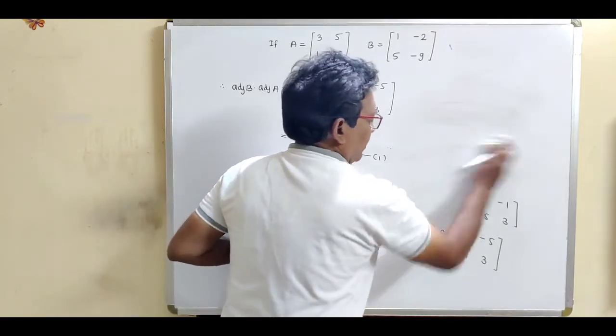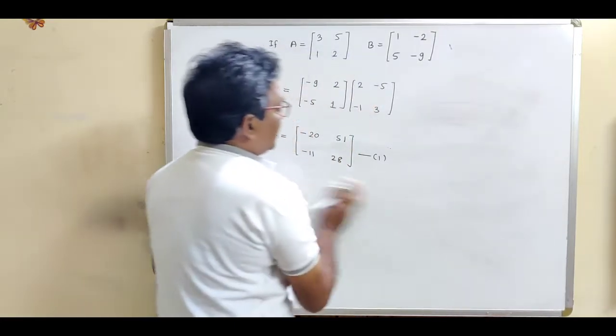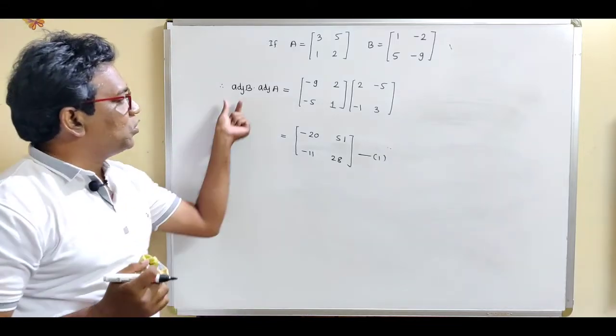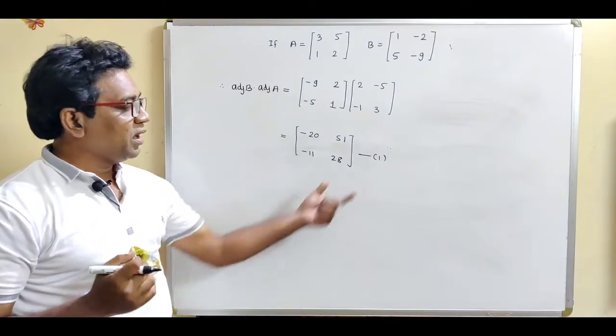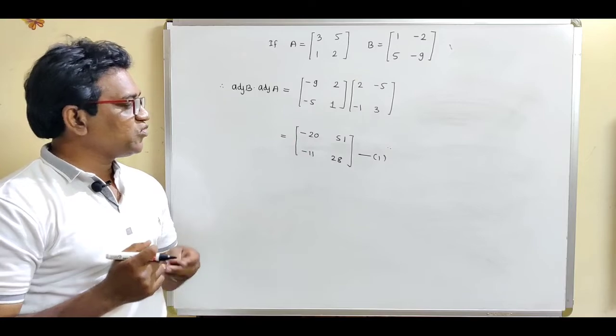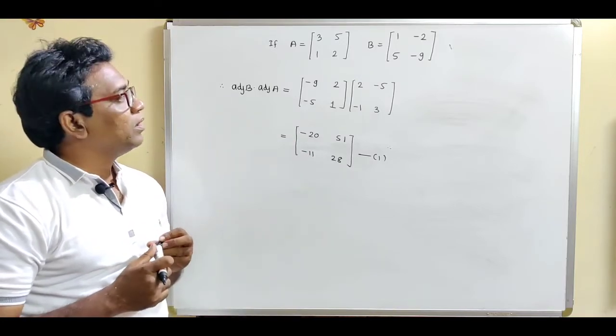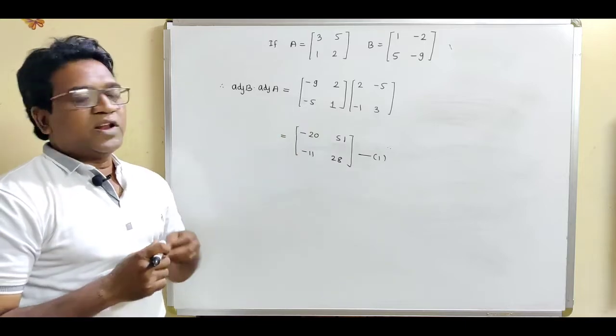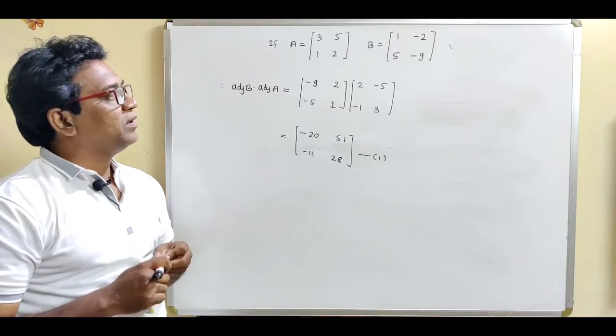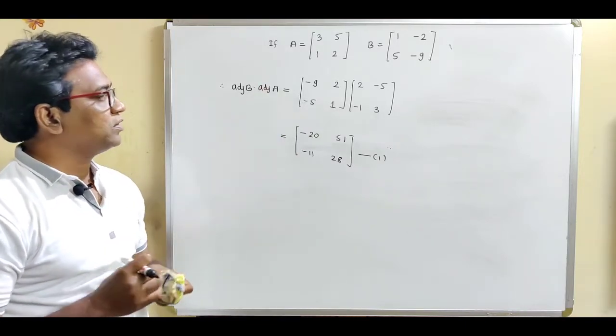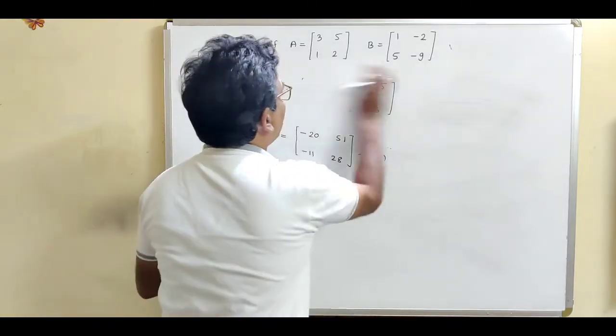So see, this is the right hand side, which is adjoint of B into adjoint of A, and that is given by minus 20, 51, minus 11, 28. Now let us find out the left hand side, which is adjoint of AB. Now first of all, find out this product AB. So write down now.